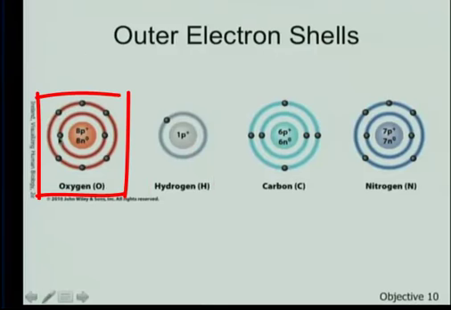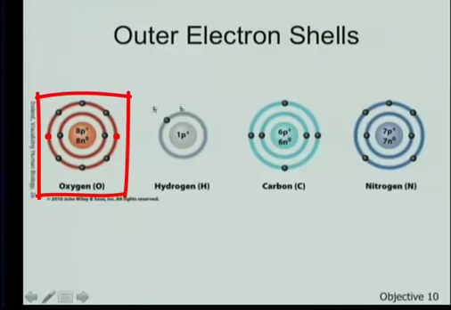Notice with oxygen. Oxygen has 8 protons. Therefore, if neutrally charged, it has 8 electrons. It has 2 in the first shell. How do I know that? Because that's the most it can hold. So the first 2 go there. And if I started with 8 and I put 2 in the first shell, well, that leaves me 6 in the next shell. So what would oxygen really like to do? Oxygen would like to beg, borrow, steal, or share. It would like to share 2 more so that it ends up like its noble gas counterparts with 8 in the outer shell.